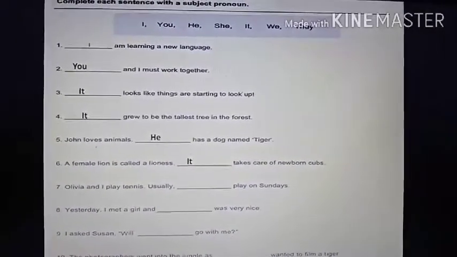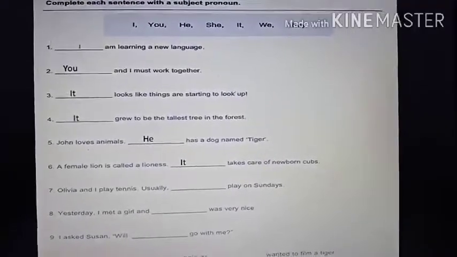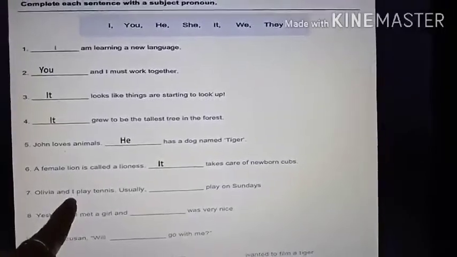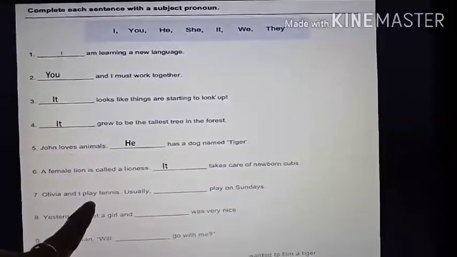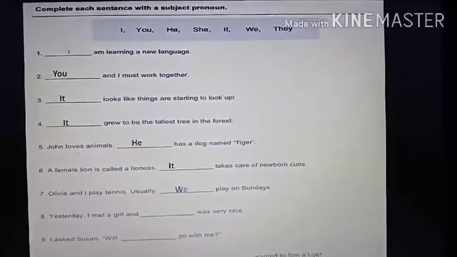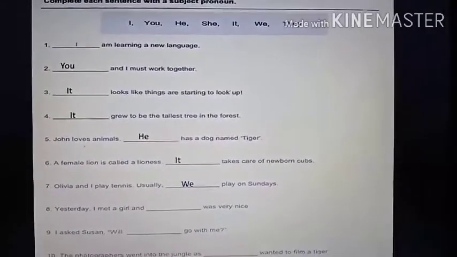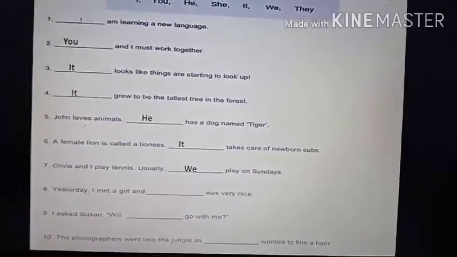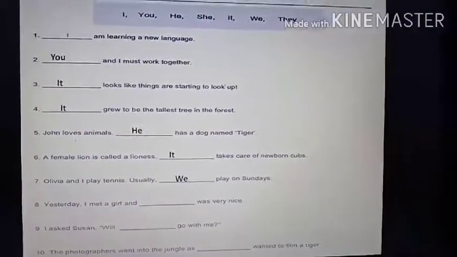Olivia and I play tennis. Usually we play on Sundays. Now you are talking about Olivia and yourself. So whenever you are talking about yourself and somebody else, you will always use the pronoun we. Usually we play on Sundays. When you're talking about yourself and somebody else, you have to use we.